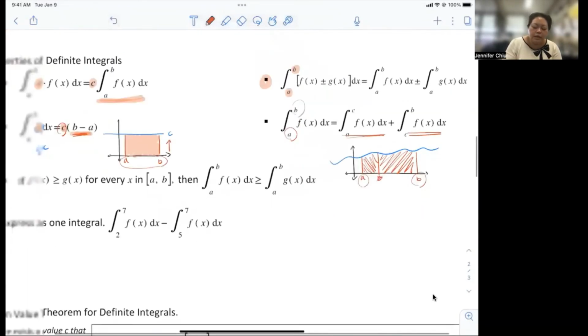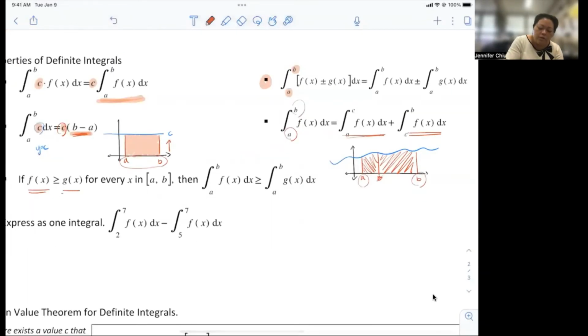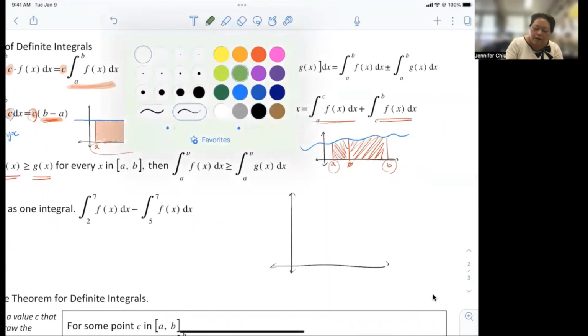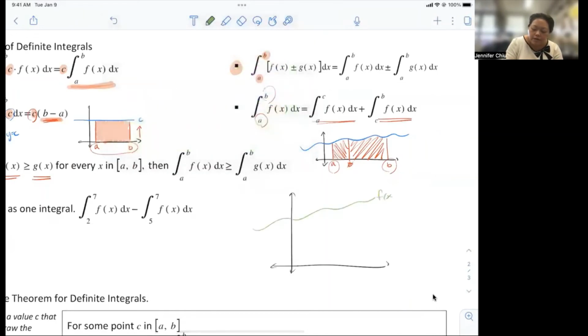Last one here says, if your function f of x is always greater than g of x, then the area under the curve will always be bigger. And again, hopefully that makes sense. You draw a picture for yourself and say that, all right, if I have f of x up here, this is f of x, and I have g of x down here, g of x. If I were to draw the same region from A to B, notice that my green area will always be bigger than my blue area right here, right?